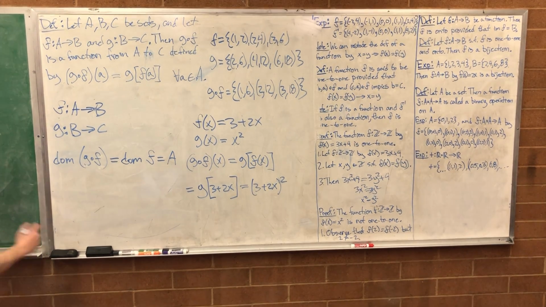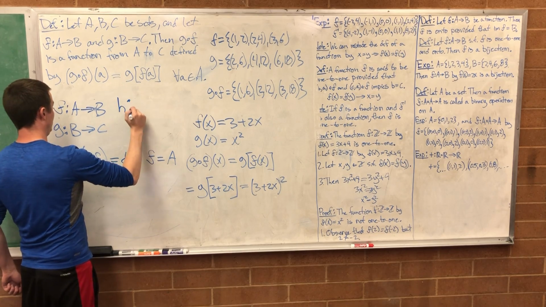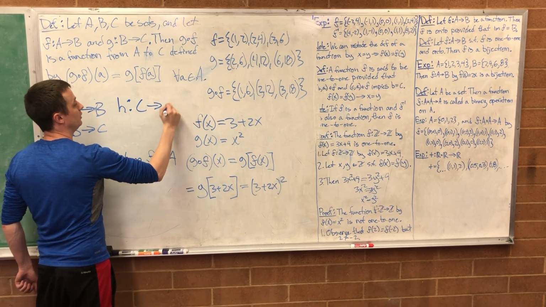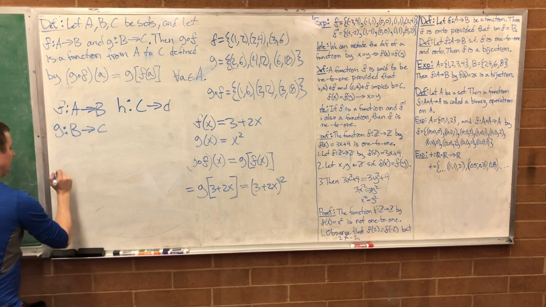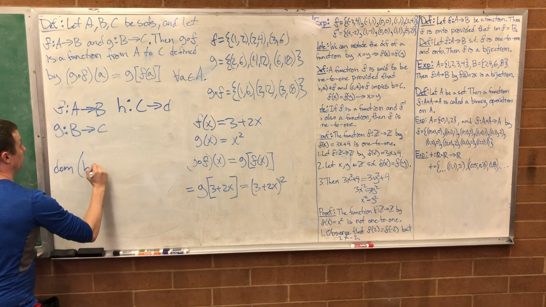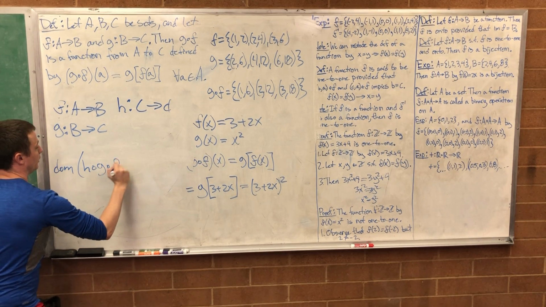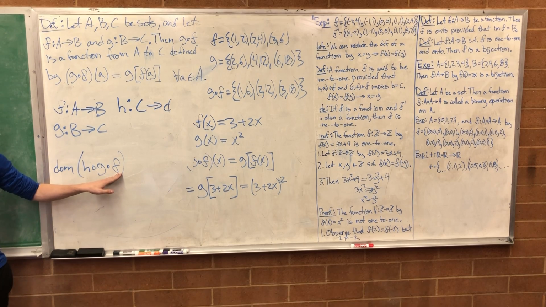And similarly, what if we also had h as a function from C to D, and we did some big composition? What is the domain now of h composed with G composed with F? Still just A, right? It's the domain of whatever the first function is, the one that you run first. That's where all the elements come from.